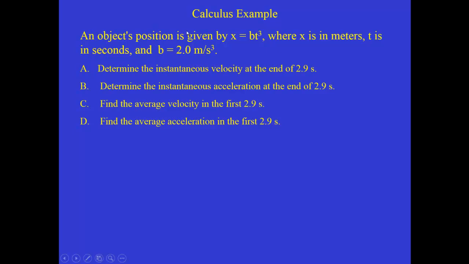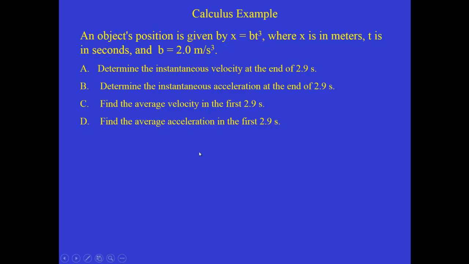Assume that an object's position is given by the function x equals bt cubed. X is in meters, t is in seconds, and b is a constant that has this value in these units. And we want to do a number of things. I'm just going to work through the first two questions here. The last two don't involve calculus, and we'll just skip those for now. But determine the instantaneous velocity at the end of 2.9 seconds, and then the same for the acceleration.